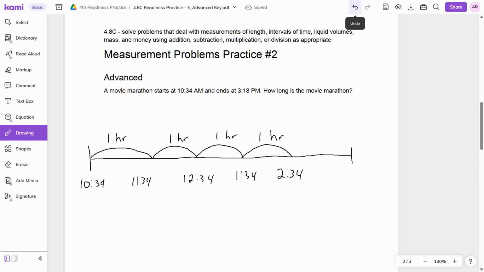Okay, so I can take little 10-minute jumps. So 10 minutes, and this is where we have to start writing a little bit smaller. 2:44, another 10-minute, and that's going to be 2:54. Another 10-minute. Now this is where it gets interesting.